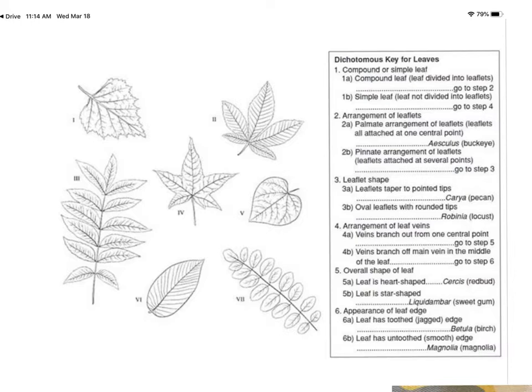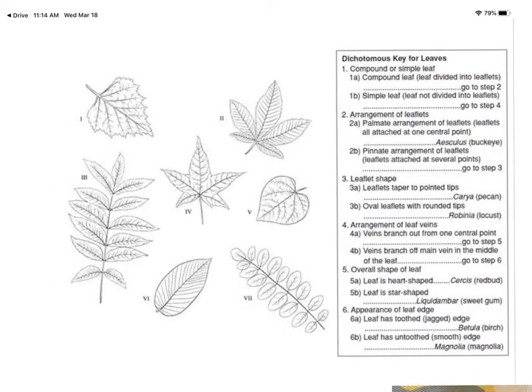To refresh memory, a dichotomous key is always a two-part question and answer system where you read the two parts to the question, decide how yours fits, and then you move on from there. So, for example, if we were going to be identifying this leaf right here, we would read the first question. So the first question is right there, and it says, is it a compound leaf? Does it have leaflets? Or is it one single leaf? And it's a single leaf, so I'd go to step 4.